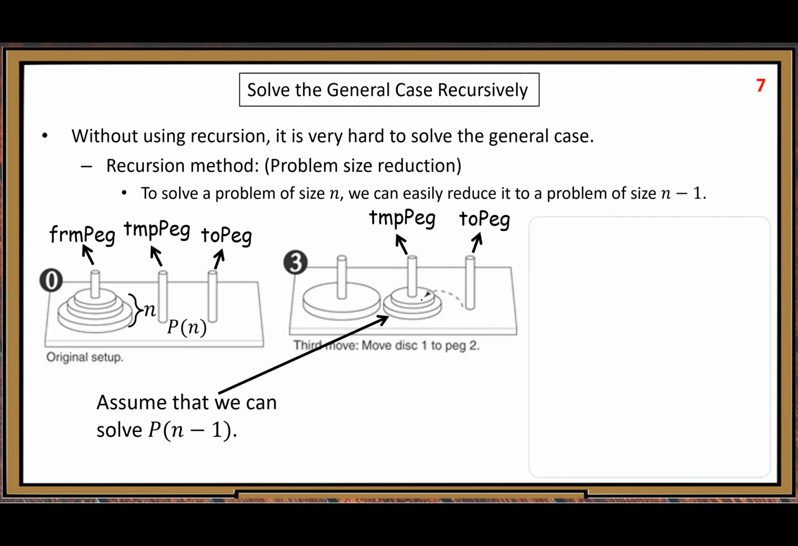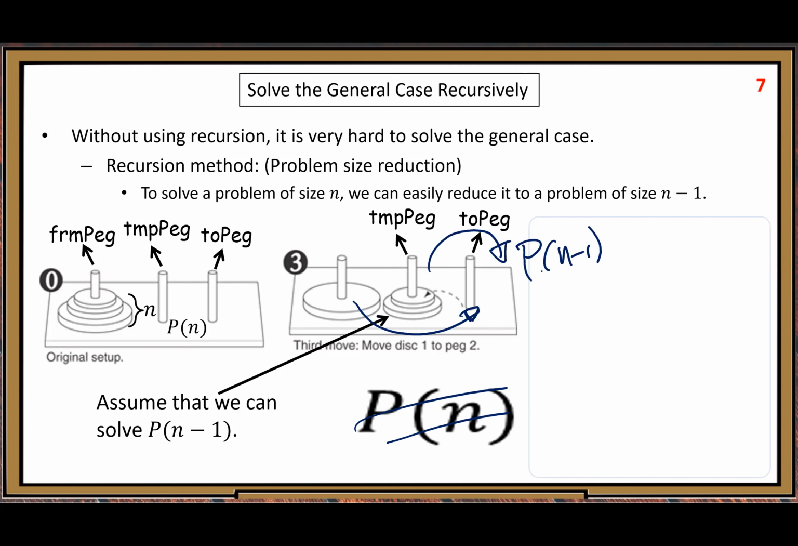Then we can move the bottom largest disk to peg 3. Let me just draw. The bottom disk to peg 3. Then let's apply another P of n minus 1 back to that peg 3. Another known solution, P of n minus 1. Then we get it done.